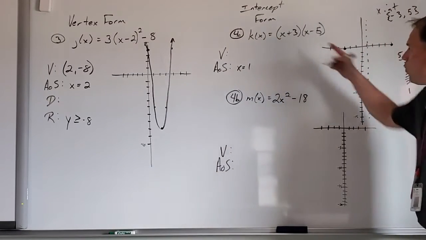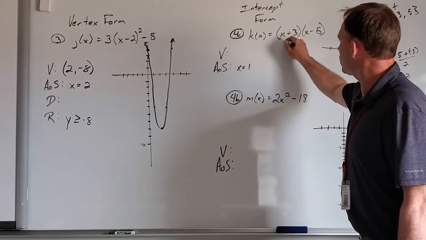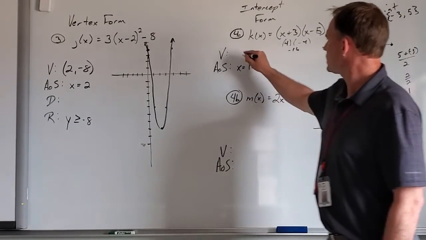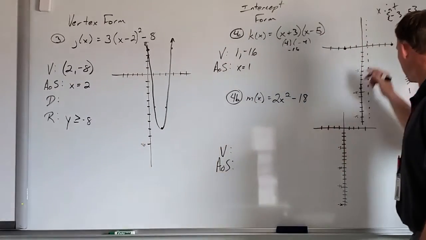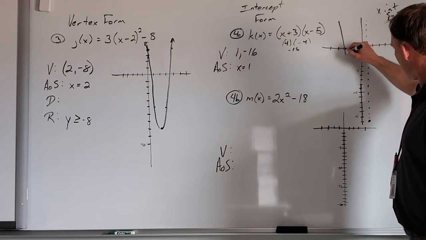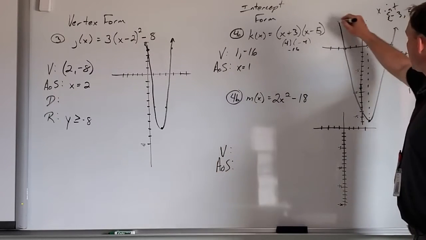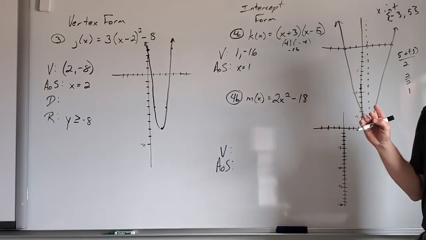So then I'm going to have to take 1 and plug it back in here. 1 plus 3 is 4. -4 multiply, I get -16. So my vertex is 1, -16. So that would be all the way down here. Then I can make that graph.